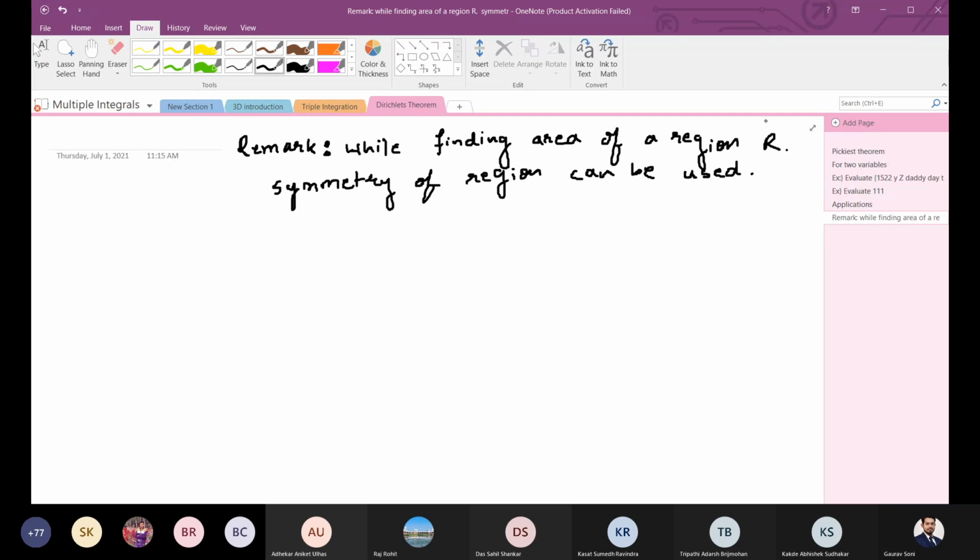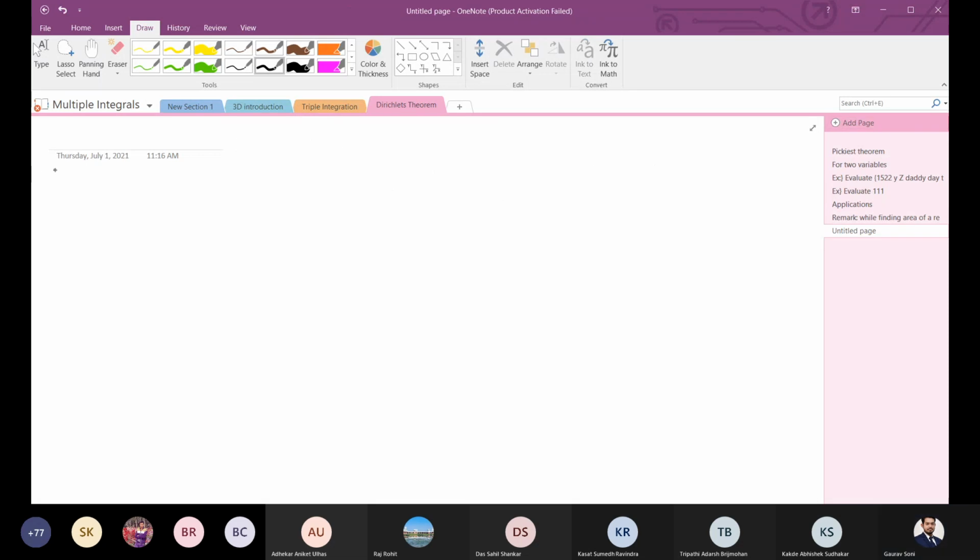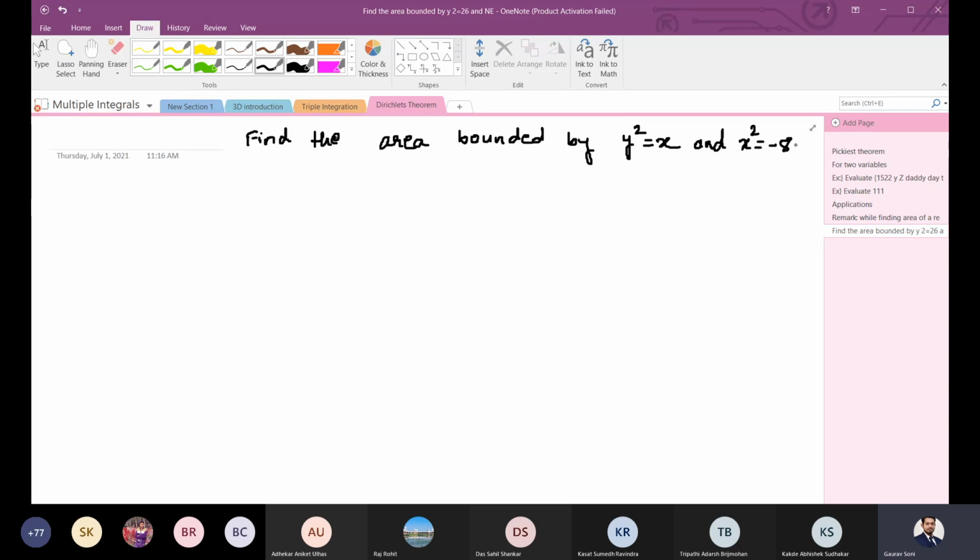Example: find the area bounded by y square is equal to x and x square is equal to minus 8y.